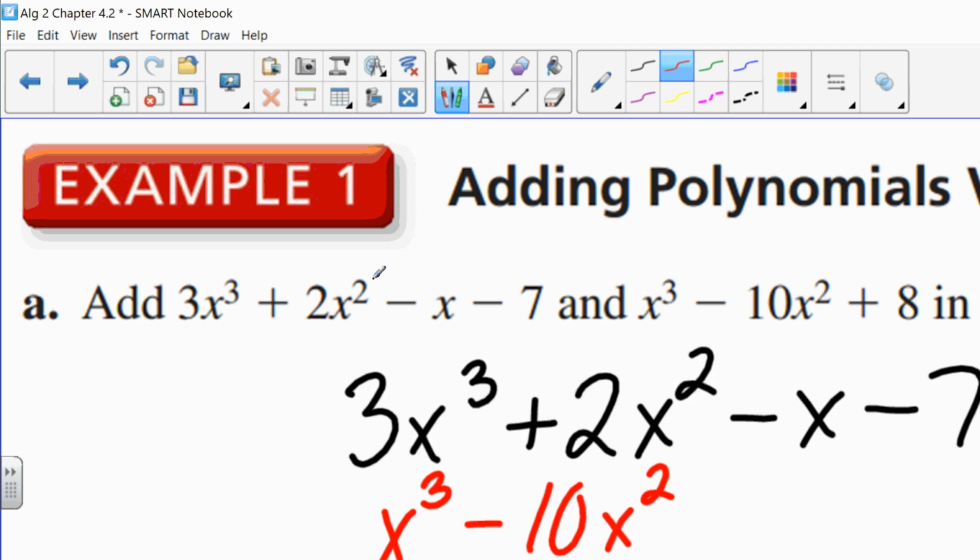Do we have an x term? No. So we have two options. One is we could just leave it blank, or we could put plus 0x. We can just put something in its place to kind of take that spot. And then we would have plus 8.